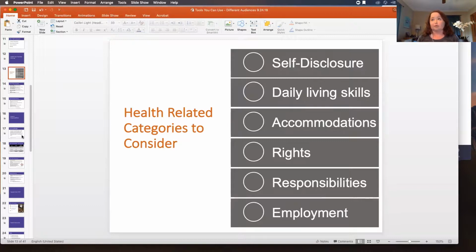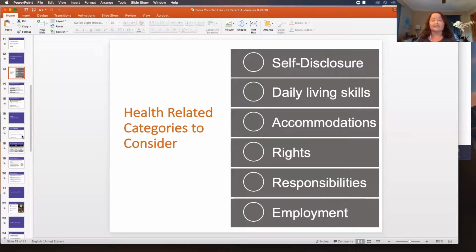Accommodations, how you can appropriately ask for those sorts of things, your rights and responsibilities, and then of course employment. So when we talk to healthcare providers, healthcare professionals, and community partners, these are the main areas that we say are important to make sure that individuals are aware of or have started thinking about.